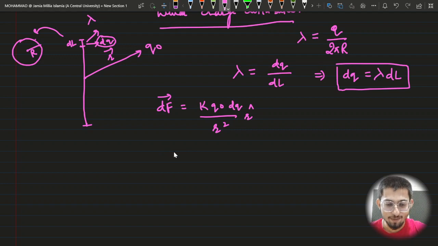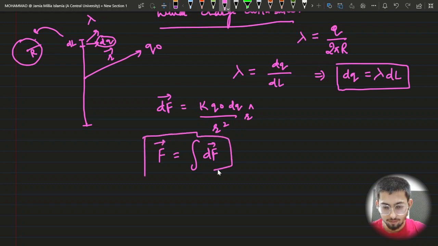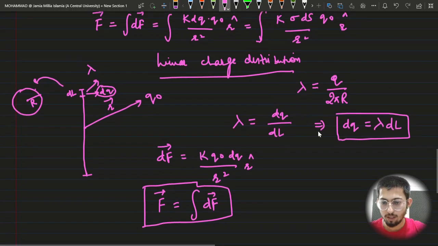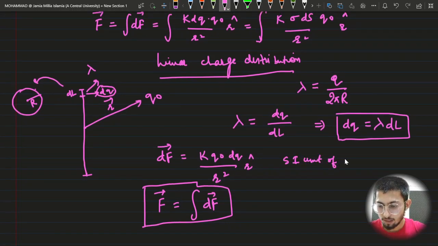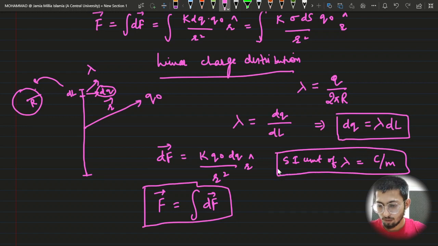I got scared. F is equal to the integral of dF. That's it. And the SI unit of lambda is charge per unit length, per meter. That's about the charge distribution. And now let us do a question on this.